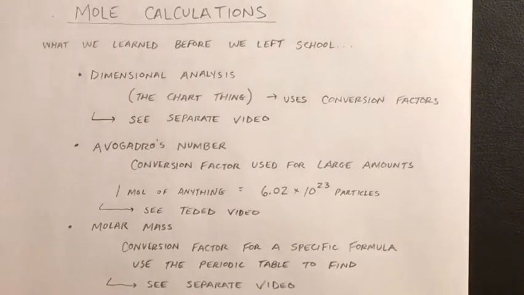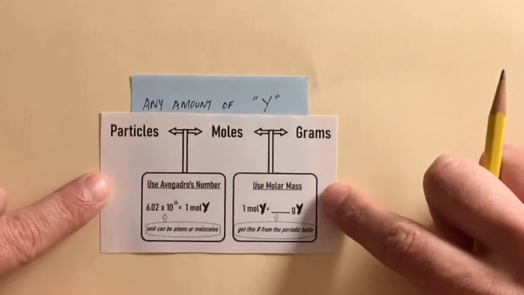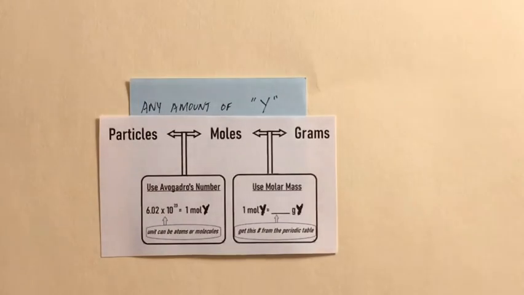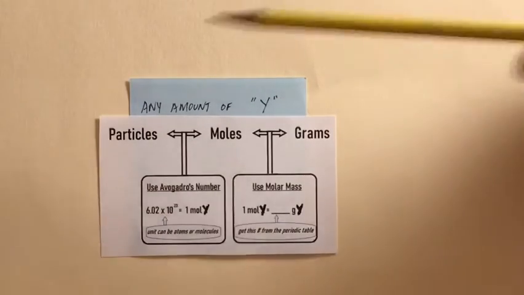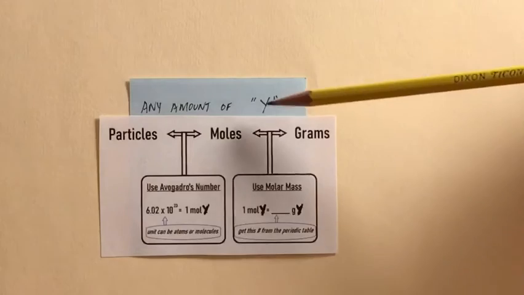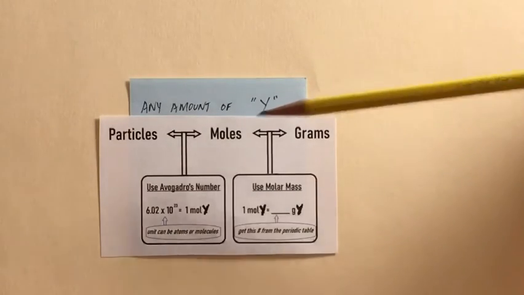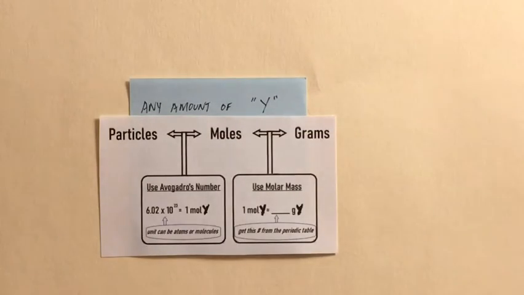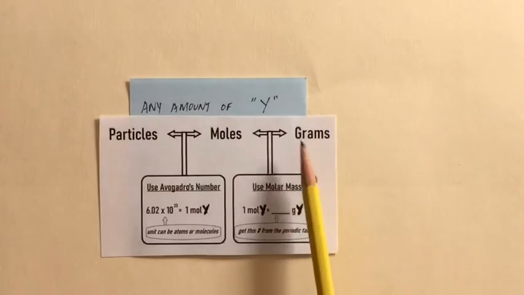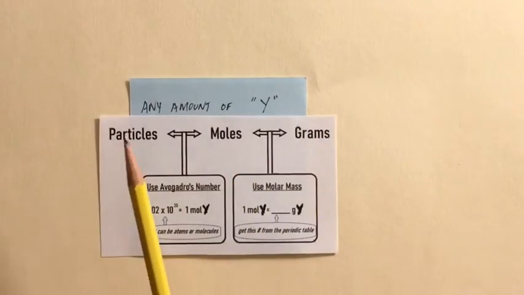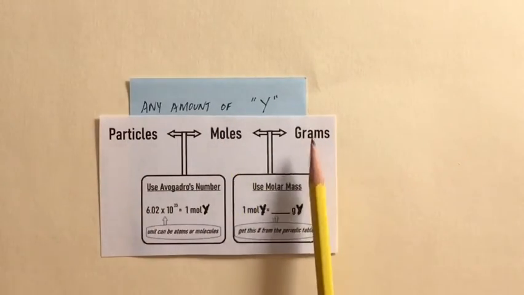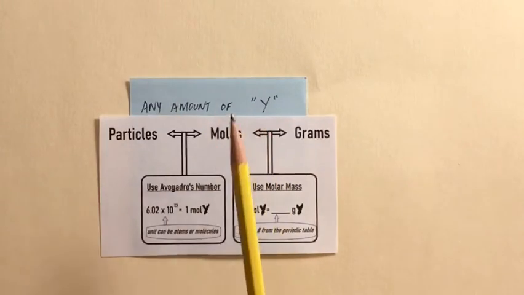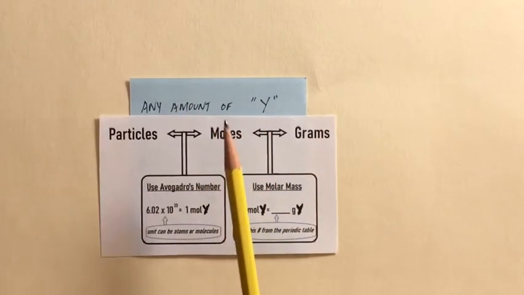So when we learned all of this, I gave you guys this flow chart. It looked kind of just like this. So this Y up here, any amount of Y represents a formula. So for this formula, we can talk about it in any of these units: particles, moles, grams. It's still the same formula, still the same amount of material we're working with.